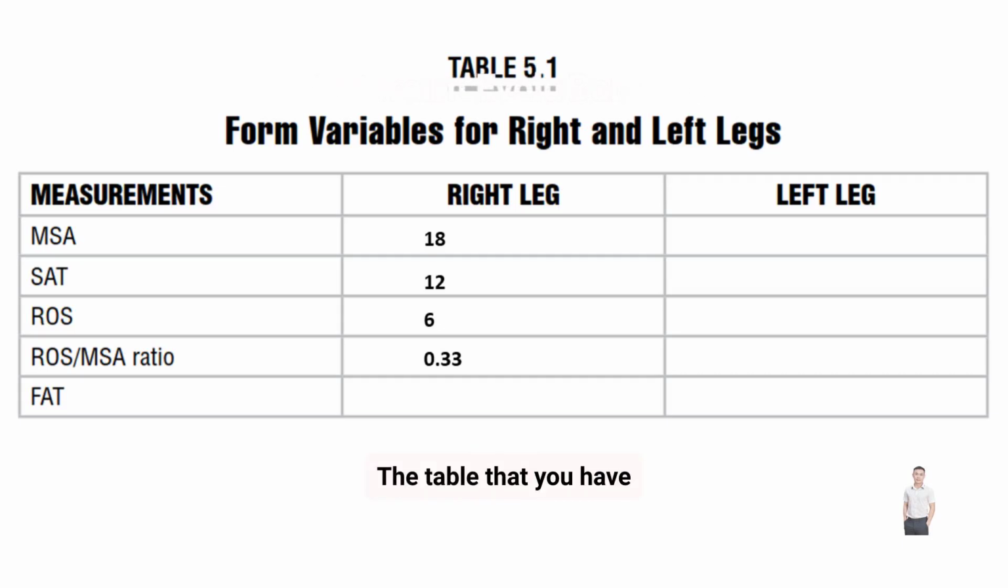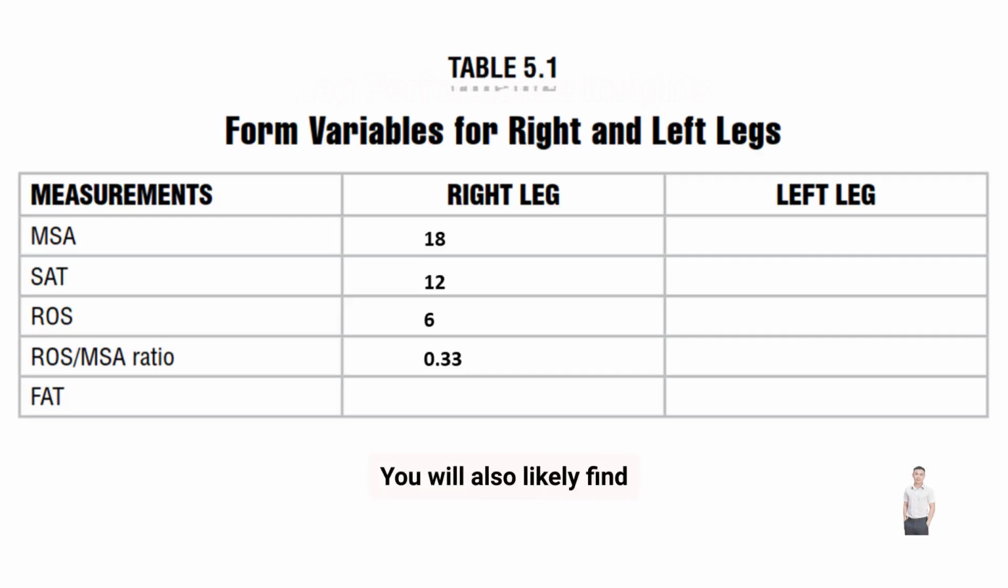The table that you have generated, Table 5.1, provides tremendous insight into your current form. As you develop better form over time, you will produce new tables and will be able to monitor your form improvements in an objective, quantitative way.